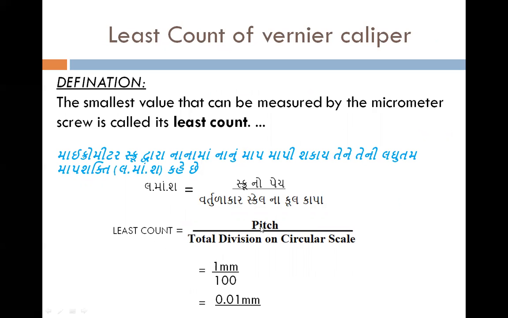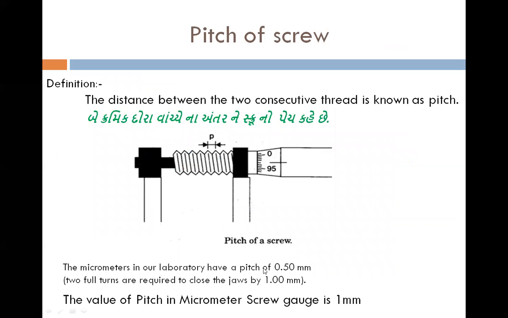What is the formula? It is pitch upon total divisions on the circular scale. Pitch ભાગ્યા વર્તુળાકાર સ્કેલના કુલ કાપા. Yes, just now I said it, there are 100 divisions. How this value of pitch is 1 mm, that we can see it in the slide in front of you.